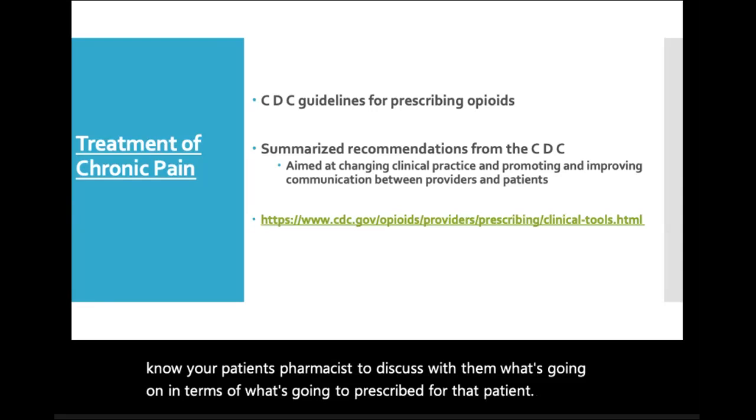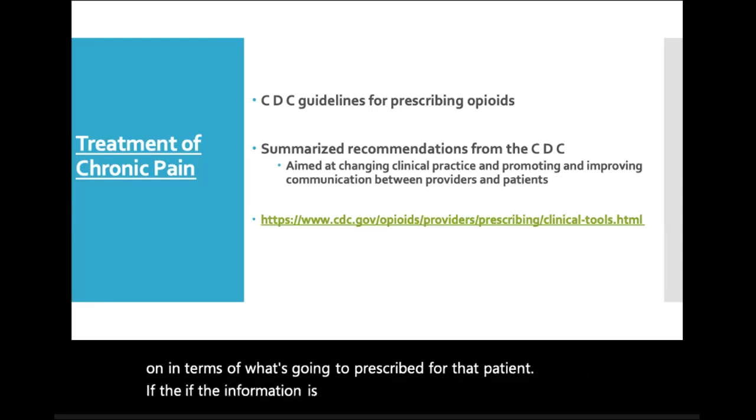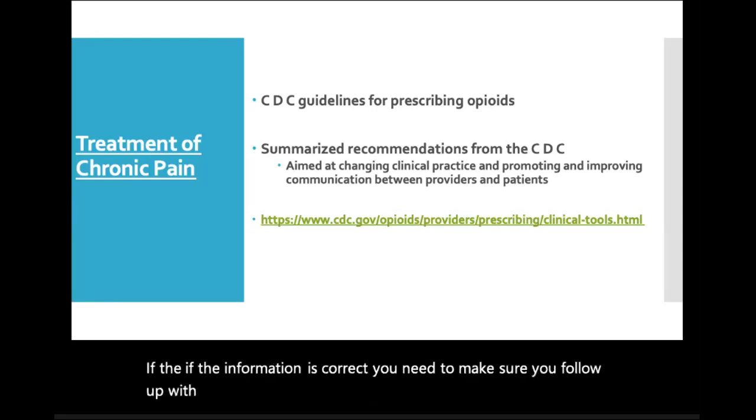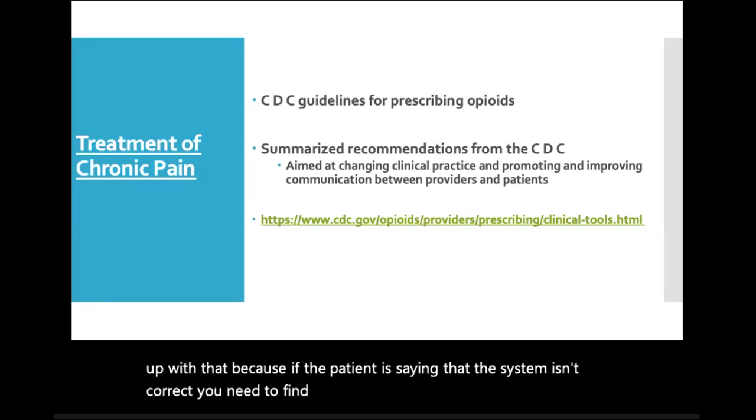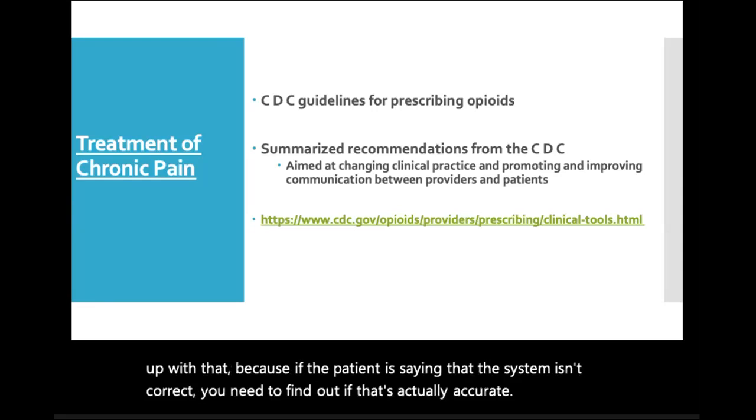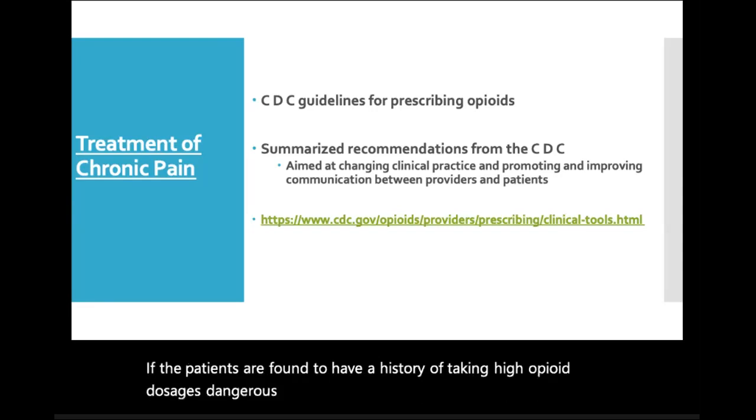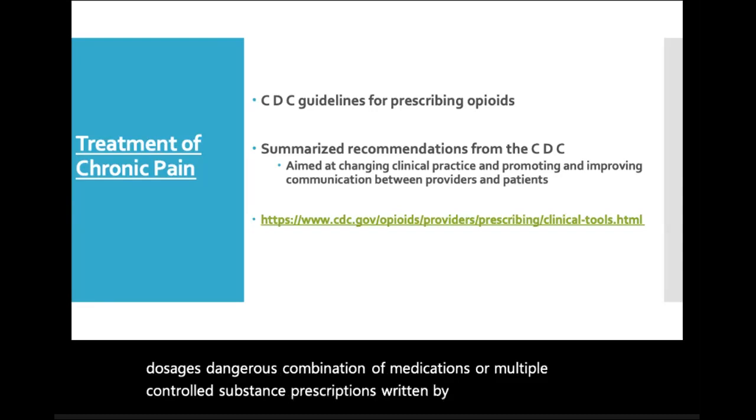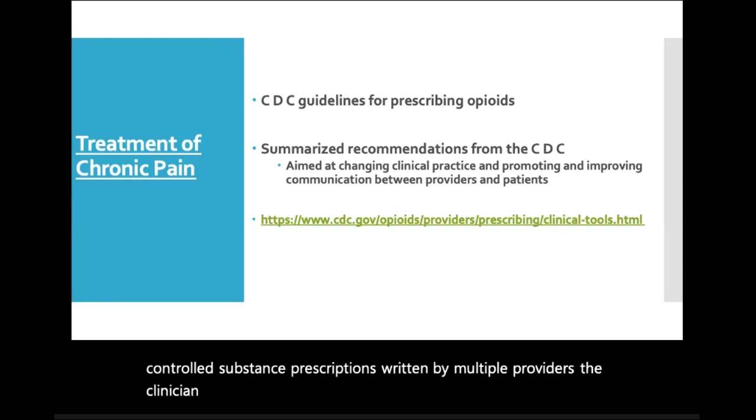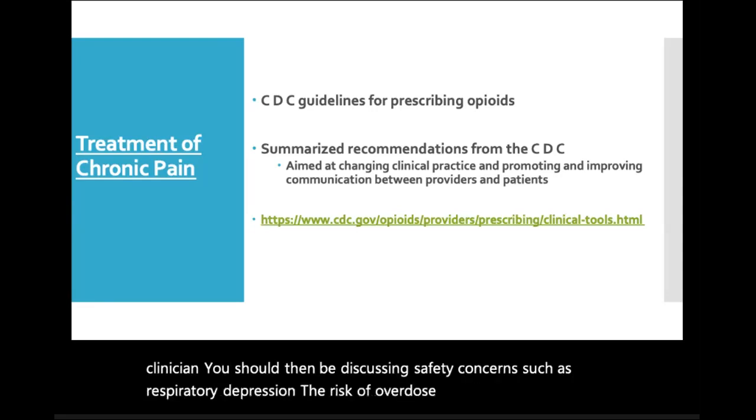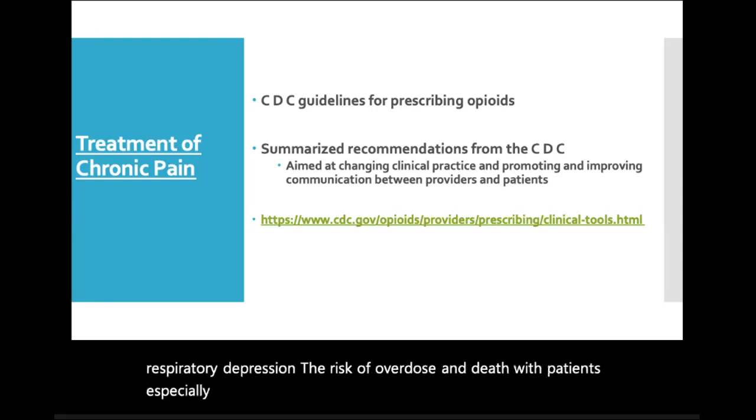If the information is correct, you need to make sure you follow up with that. Because if the patient is saying that the system is incorrect, you need to find out if that's actually accurate. If the patients are found to have a history of taking high opioid dosages, dangerous combination medications, or multiple controlled substance prescriptions written by multiple providers, the clinician should then be discussing safety concerns such as respiratory depression, the risk of overdose and death with patients, especially when opioids are combined with benzos.